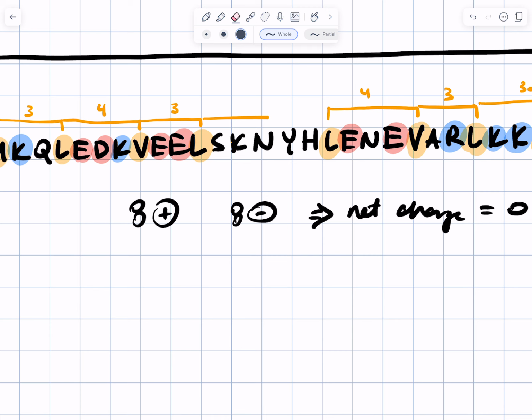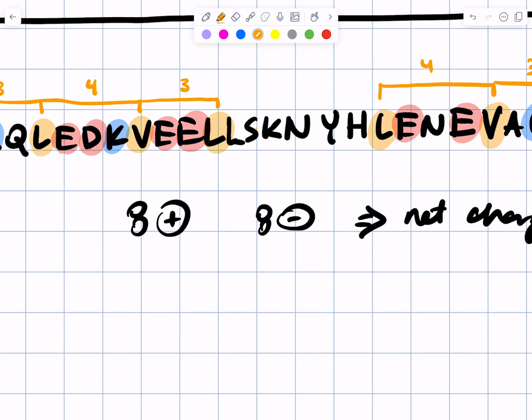So it turns out I wrote this sequence down last time in the notes. There was one missing amino acid, and it's another L, and then SKN. Okay? So I'm sorry about that. It doesn't change the overall charge. It changes the number of nonpolar residues. So now we're going to highlight both of these.